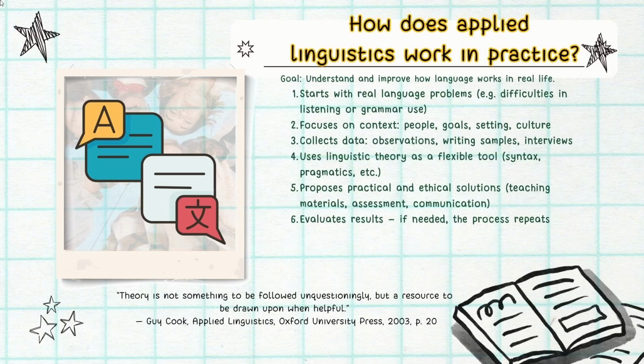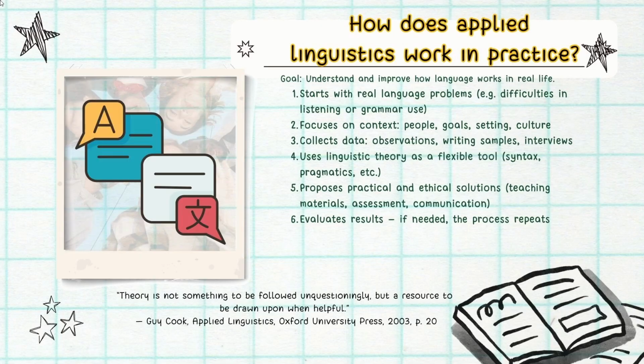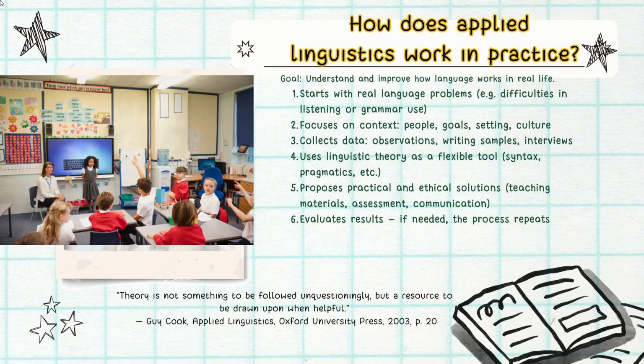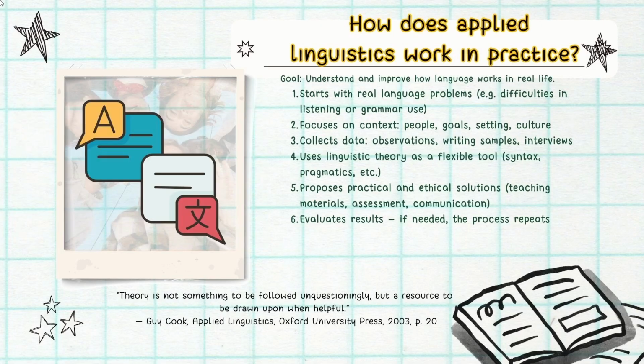So the first step here is to identify the problem in its full context: the people involved, their goals, social background, and learning environment. Then the applied linguists collect data. So this might mean, in the educational field, observing the classroom interactions, analyzing the students' writing, or conducting interviews. The goal is to understand how the language is being used and why problems are happening. Next, they bring in the linguistic theories.